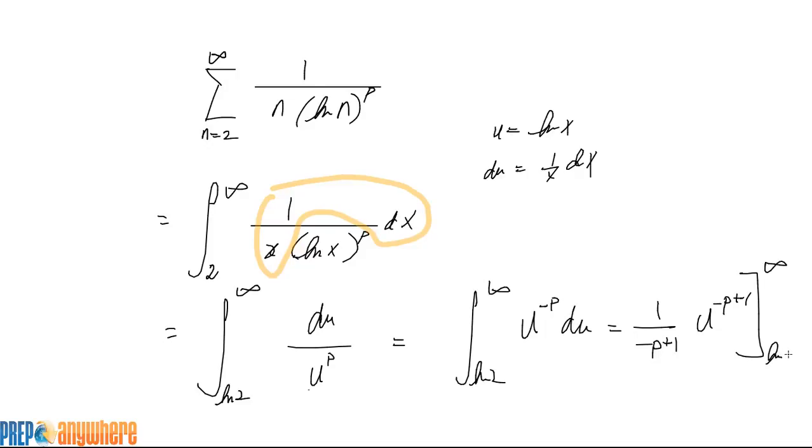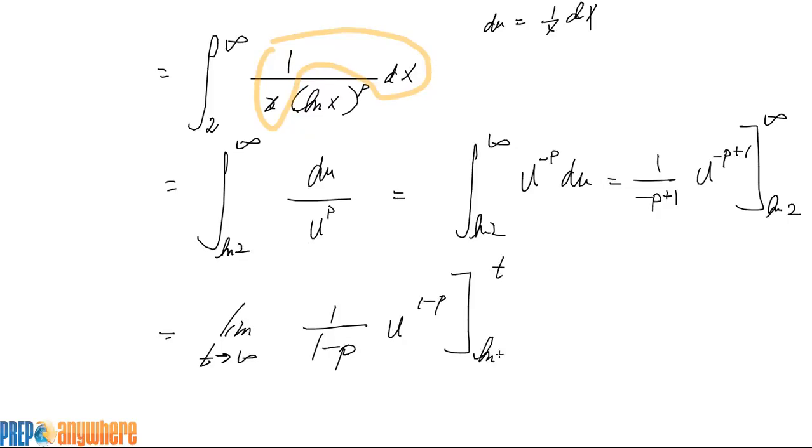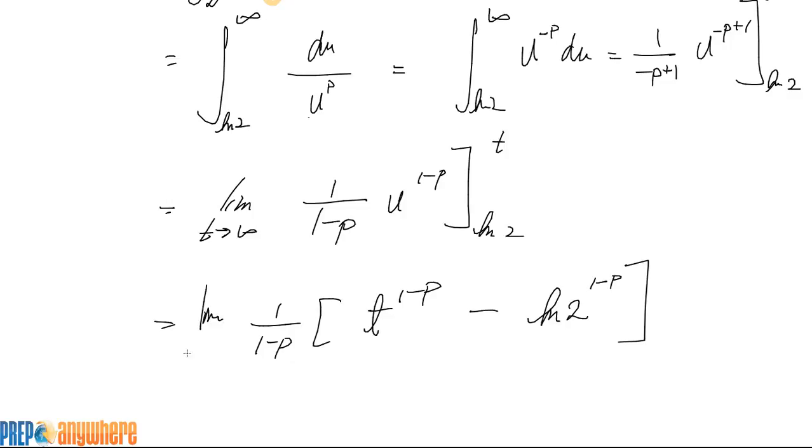This is an improper integral, so you actually have to do this: the limit as t approaches infinity. I'm going to write it as 1 over 1 minus p, times t to the power 1 minus p, minus ln of 2 to the power 1 minus p. Okay, t is approaching infinity, right?